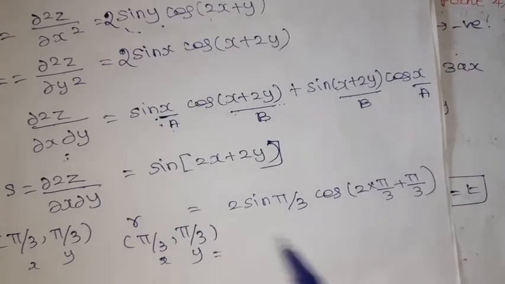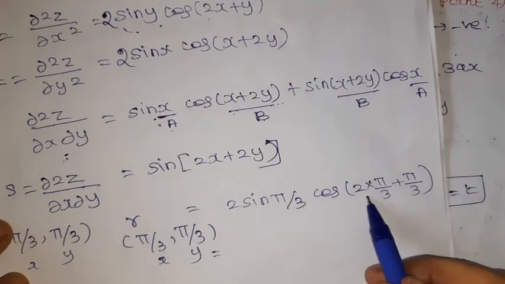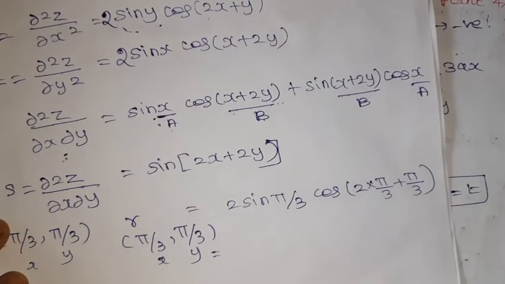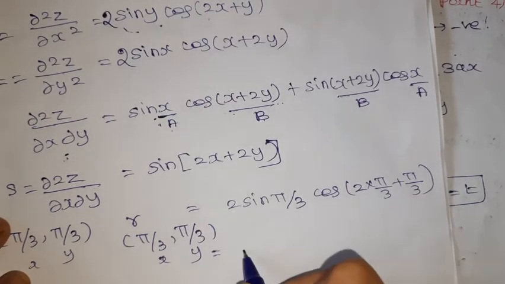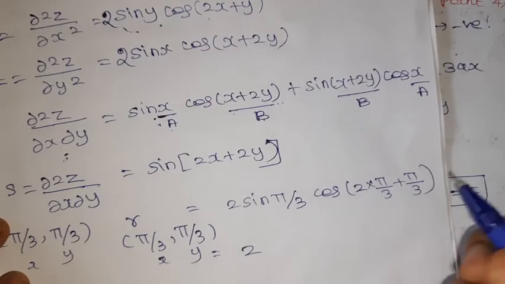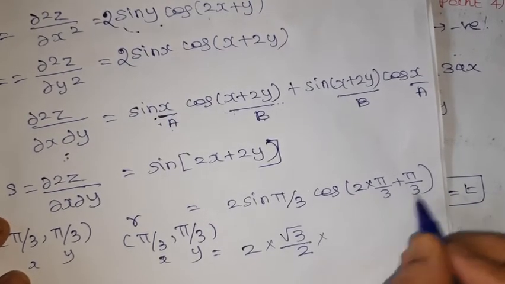So 2 sin pi by 3, this thing. By substituting, this is sin 60. Sin 60 value, what we will get? 2 into sin 60, pi by 3 is nothing but 60 degrees. Sin 60 value is root 3 by 2. Again we need to solve this.